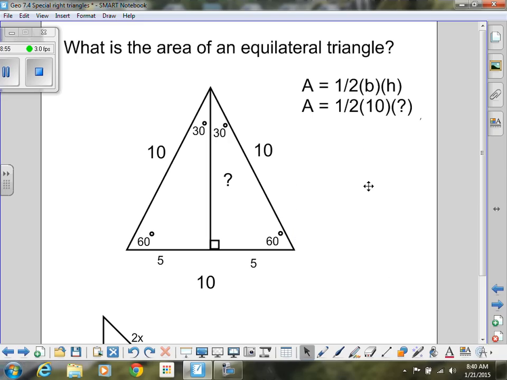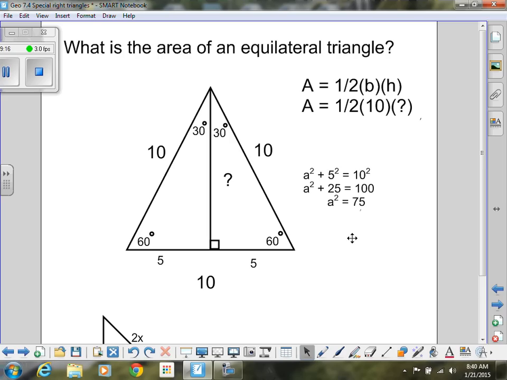So I'm going to do a squared. I'm going to treat my height as a. So this is my a, and this is my b, and this is my c. So I've got a squared plus 5 squared equals 10 squared. So I'm going to get a squared plus 25 equals 100. And I'm going to subtract the 25, so that gives me a squared equals 75.